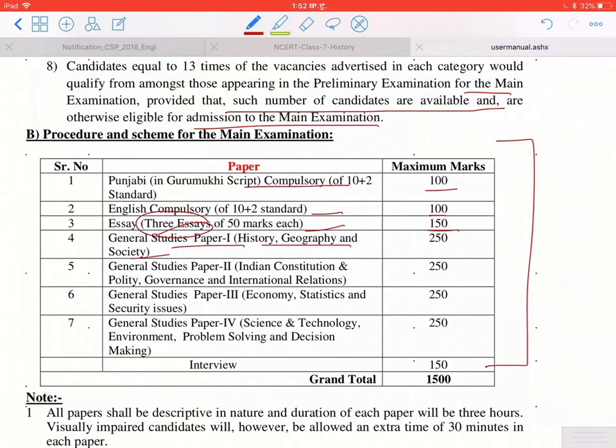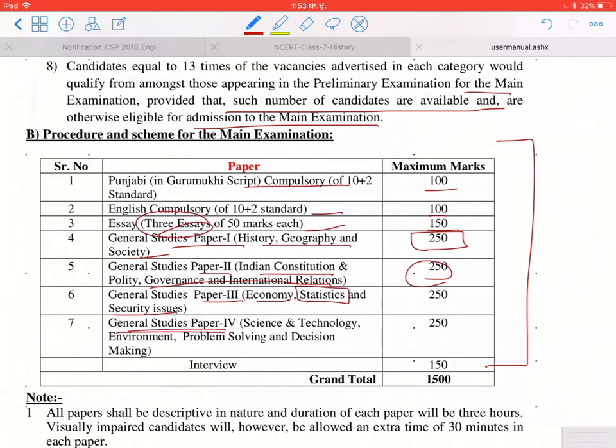history, geography and society, just like your UPSC, 250 marks. General studies paper 2 is Indian Constitution, Polity, Governance and International Relations, again 250 marks as in UPSC. Paper 3 is Economy and Statistics. This is something that has been introduced in PPSC, and it's not available in UPSC. The security issues are there. Then comes General Studies paper 4.